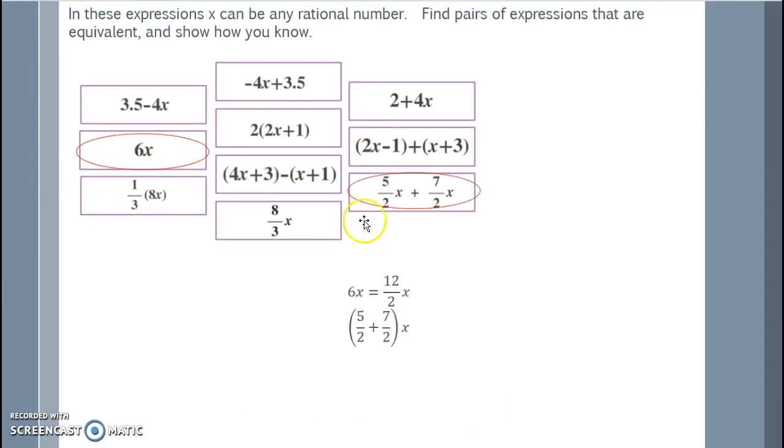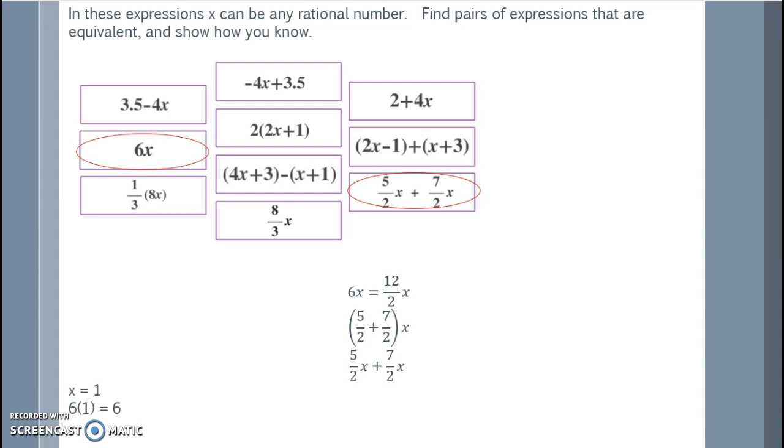Let's try 6x and 5 halves x plus 7 halves. So 6x we know is the same as 12 over 2x. So with a little manipulation, I can rewrite 12 halves as 5 1/2 plus 7 1/2 x, which means then that I can separate them using the distributive property. So 5 halves x plus 7 halves x. So those two are the same.